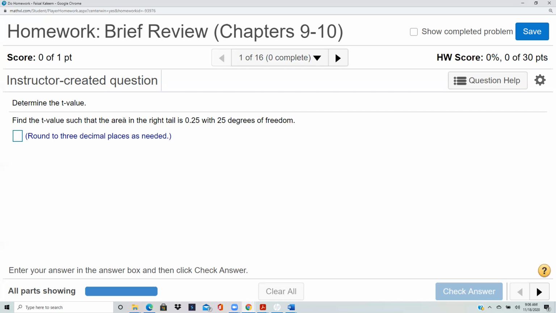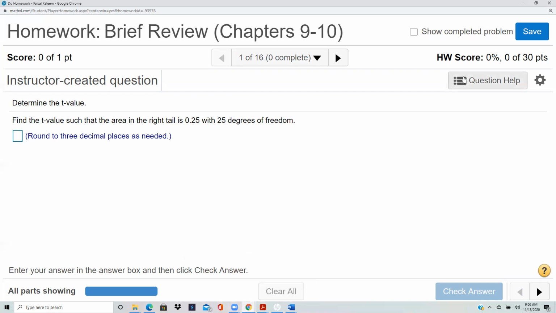The calculators. Which one? So, yeah, which one will it be? How many calculators do we use? Three. And which are those? The t calculator, normal and chi-square. Right. So which one will be used here? The t calculator. Right.